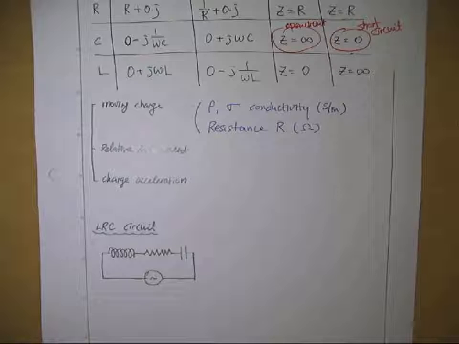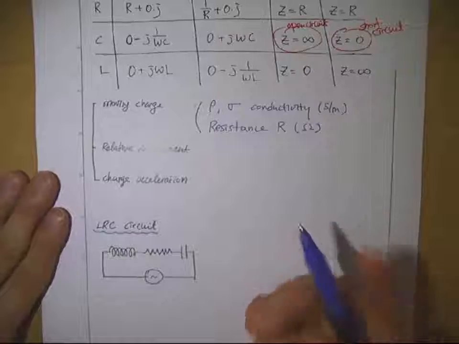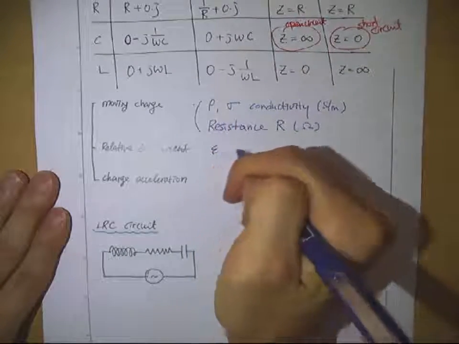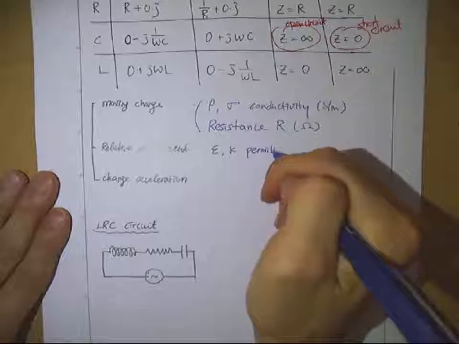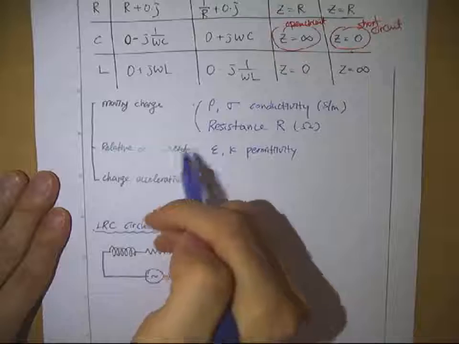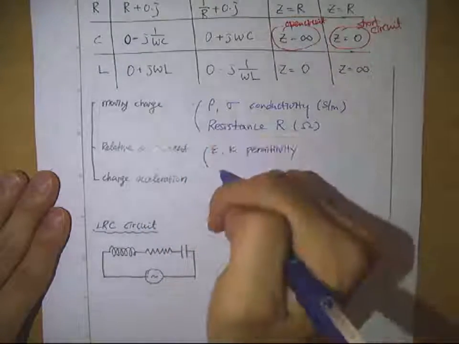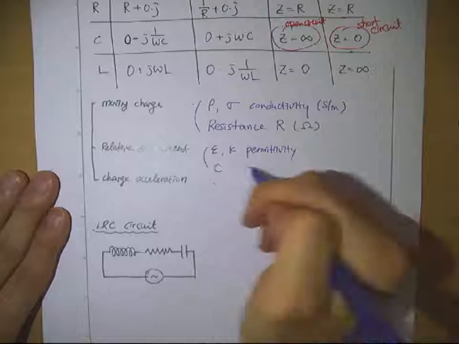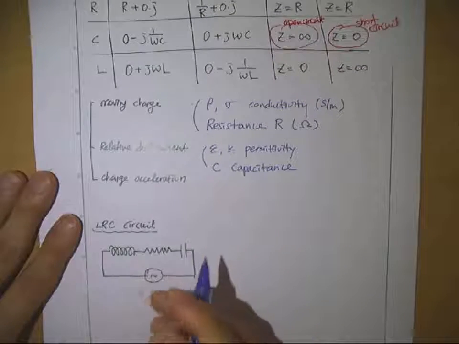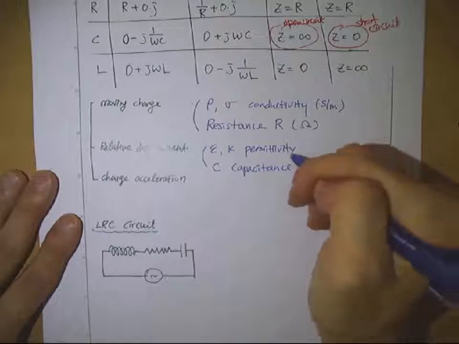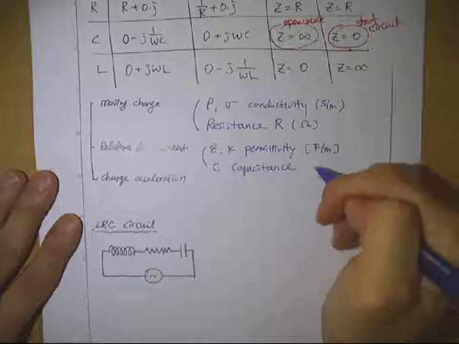And for the relative displacement of charges, that means their permittivity or the polarizability, right? So epsilon or kappa is the material property that reflects the relative displacement of charges, and the equivalent circuit element is the capacitor, right? The C and capacitance. And the unit of the permittivity is Farad per meter, and this is a Farad.